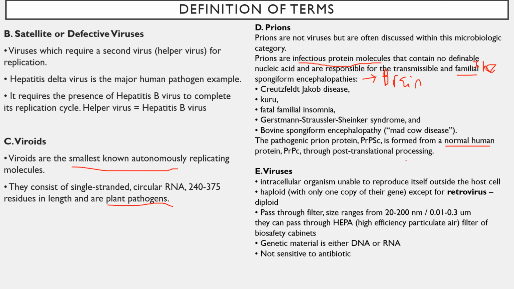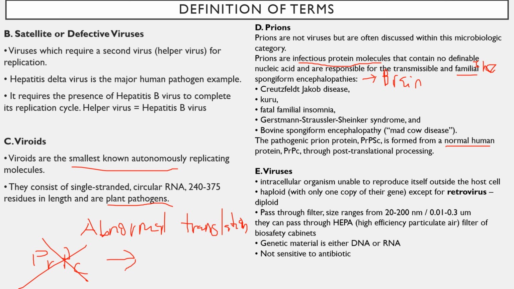Di ba, class, in your central dogma, we have your DNA replication, we have your DNA to RNA transcription, then we have your RNA to protein translation. Now, in certain cases wherein there is an abnormal translation, what happens is that instead of having a normal PrPC, which is the normal human protein, this would become your abnormal or pathogenic prion, PrPSc. So this is related to certain mutational errors, class, in translation. Kaya nabubuo yung proteins na yan.